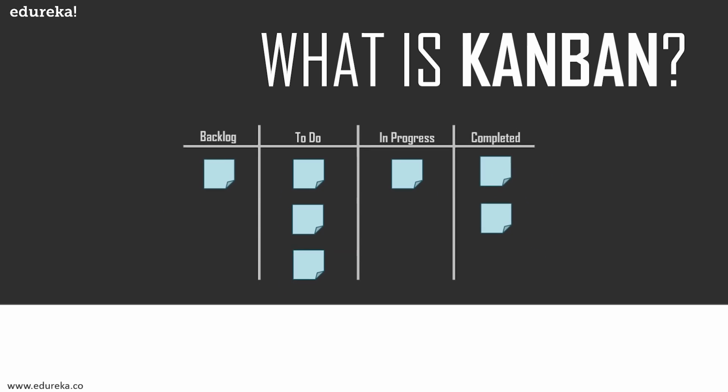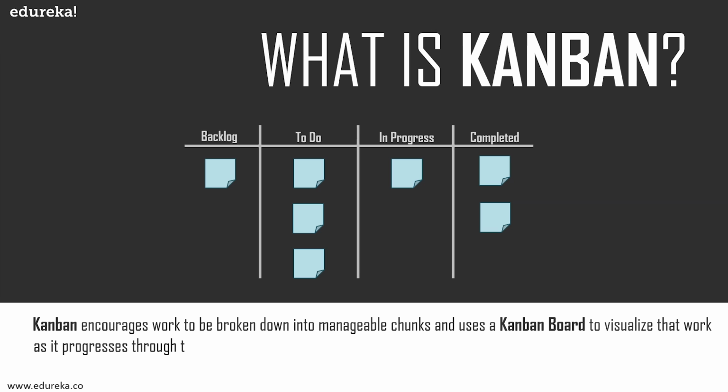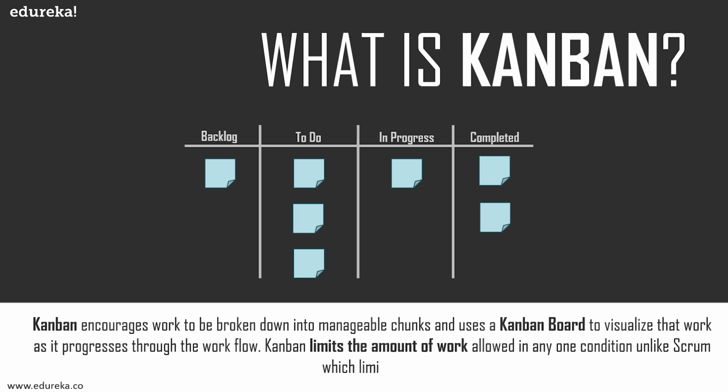Now, like Scrum, Kanban encourages work to be broken down into manageable chunks and uses this board to visualize work as it progresses through the workflow. Kanban limits the amount of work allowed in any one condition, just the way Scrum limits time. Now, Kanban is designed to meet minimal resistance, so it allows continuous, small, incremental, and evolutionary changes to the current process.